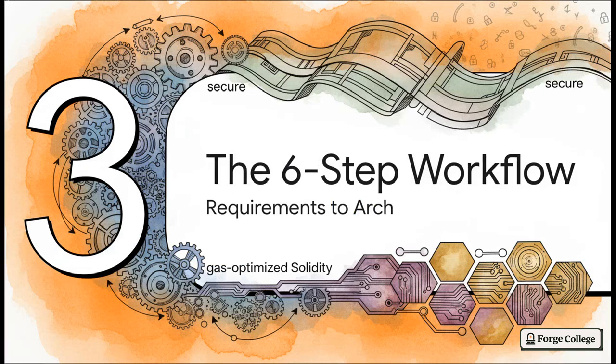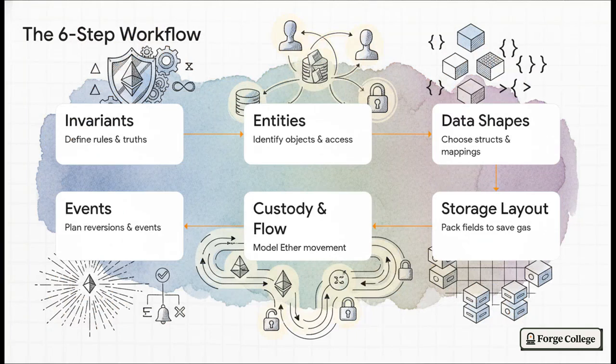Okay, moving on to Section 3, the 6-step workflow from requirements to architecture. This is the repeatable sequence that turns your abstract requirements into concrete Solidity code. Step 1. Invariants. What are your absolute truths? Step 2. Entities and access. Who interacts with what? Step 3. Data shapes. Are we using structs or mappings? Step 4. Storage layout. Packing everything tight for gas optimization.